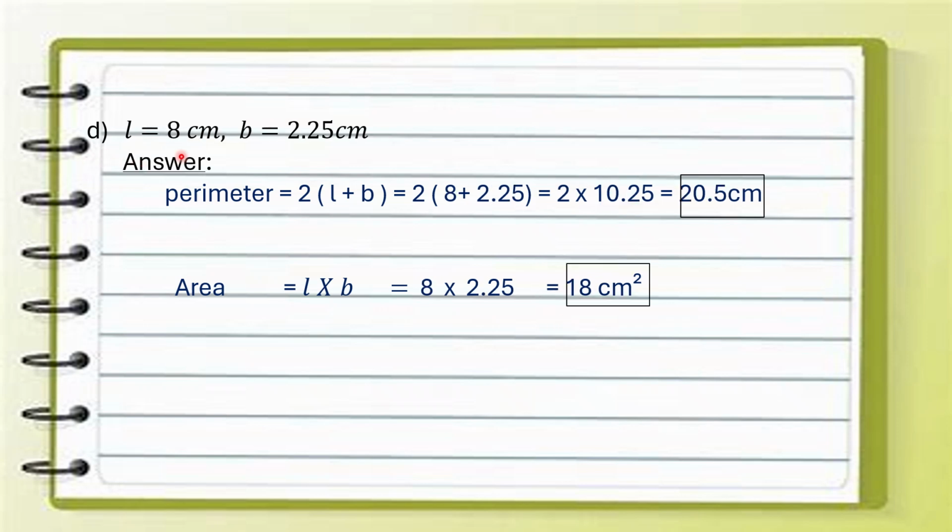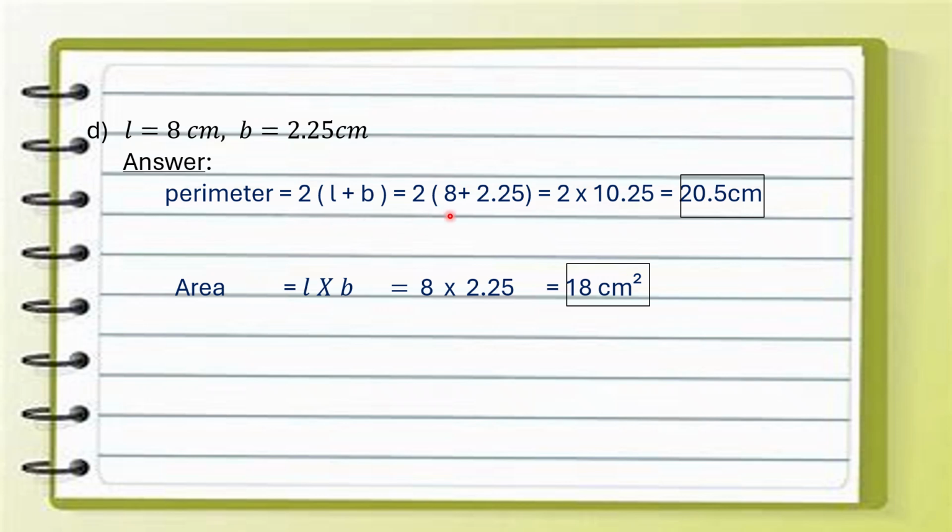D: L equals 8 centimeter, B is equals to 2.25 centimeter. Okay, we calculate the perimeter of a rectangle. What is the formula of perimeter of a rectangle? That is 2 of L plus B. So which is equals to, just substitute the values of L and B.